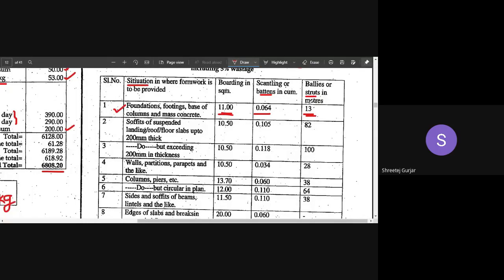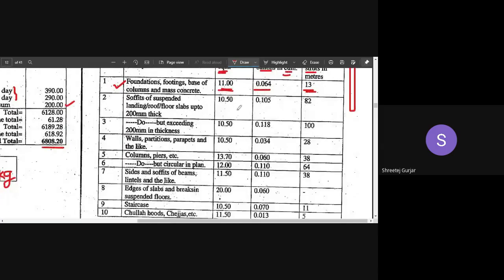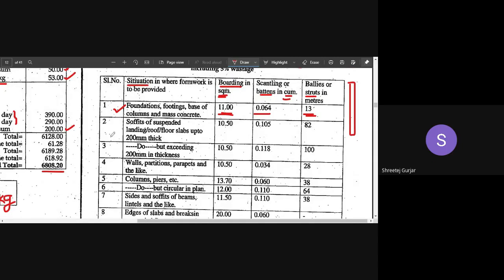In running meters we calculate your ballies, or your vertical members. These battens are calculated in cubic meters, and boards are calculated in square meters. For different kinds of work, you can see in this table we have different values for each of these ballies, boards, and struts.